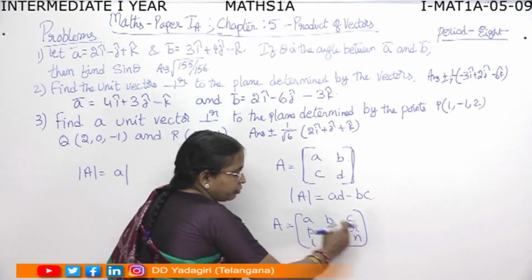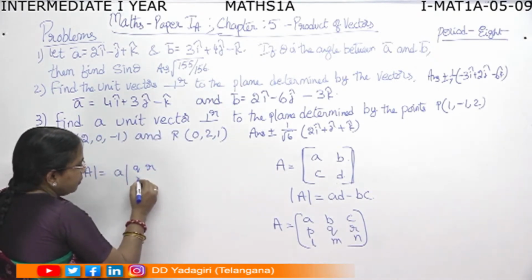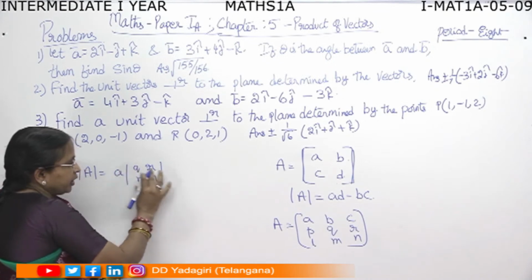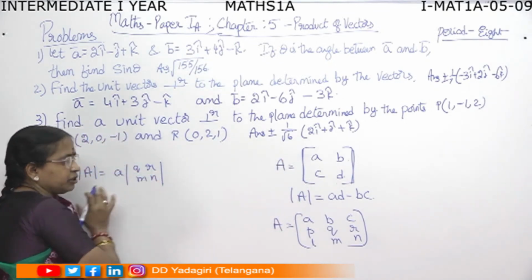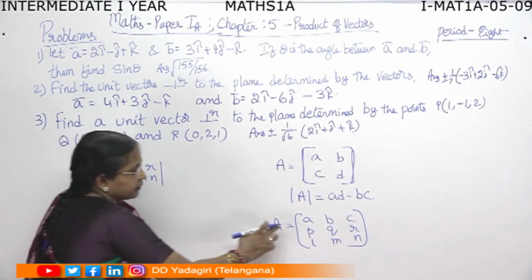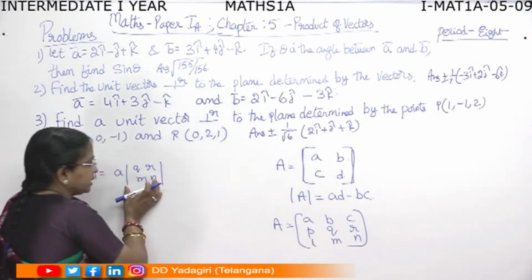From left to right only you should write. So it is Q, R, M, N, like this. Determinant of this. So 2 by 2 matrix, you know how to find the determinant. Same thing you'll write here. So A into the first element into, delete the row and column and write the remaining matrix here.